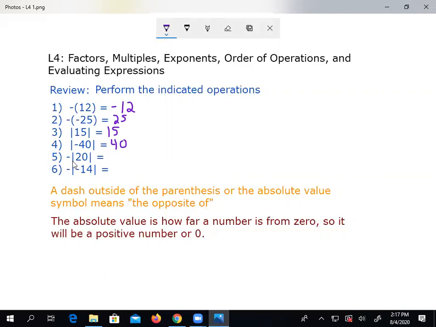Question 5, we have to do 2 things. We actually got to do the absolute value first. So the absolute value of 20 is 20, but I still got to take the opposite of that. So there's actually 2 operations here. I got to do the absolute value first, which turns into a 20, and then I got to take the opposite of 20, which turns into a negative 20.